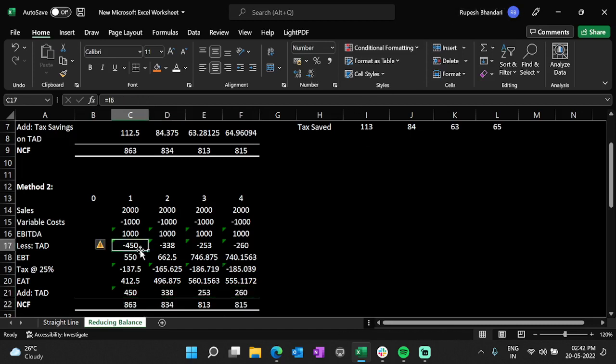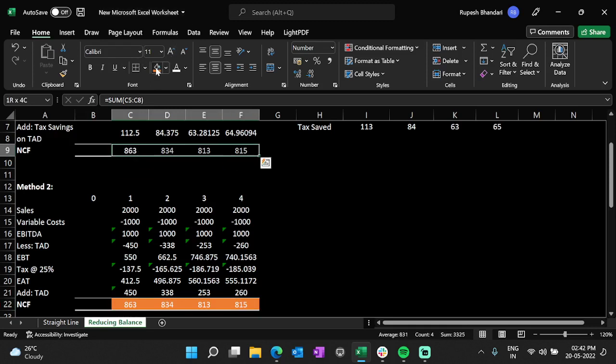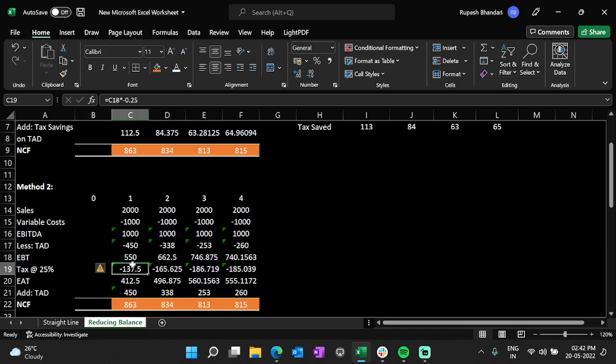You see the figures are the same, isn't it? The figures over here and the figures over here are the same, right? So the only difference is that we reduced the TAD and then we computed tax, where the tax liability was less, 0.25% of the operating profit, right? And then what did we do? We just added back the TAD. Why did we add it back?